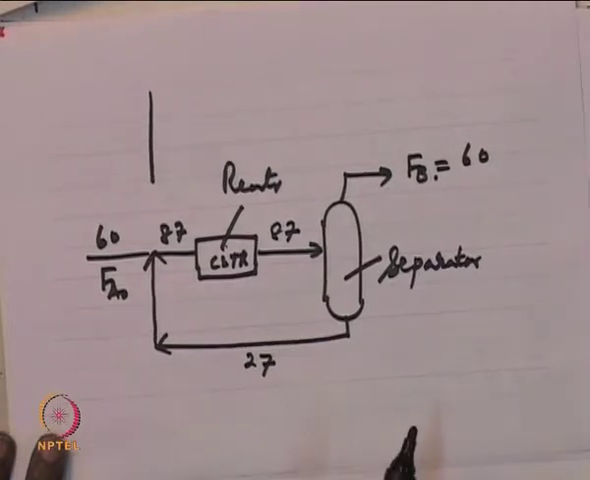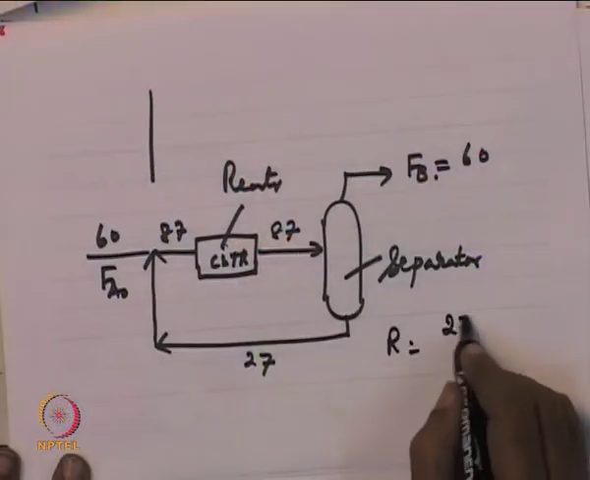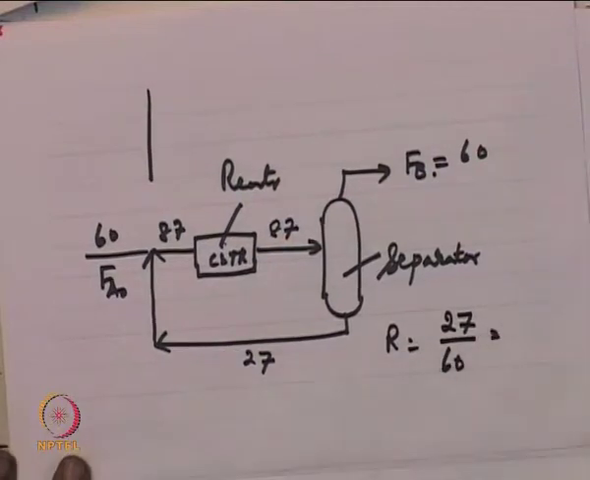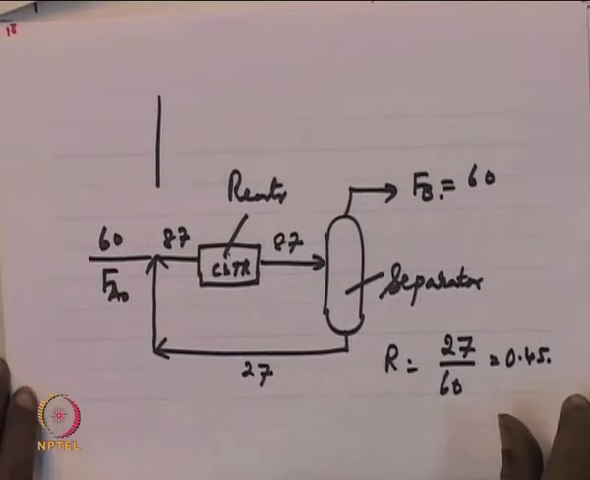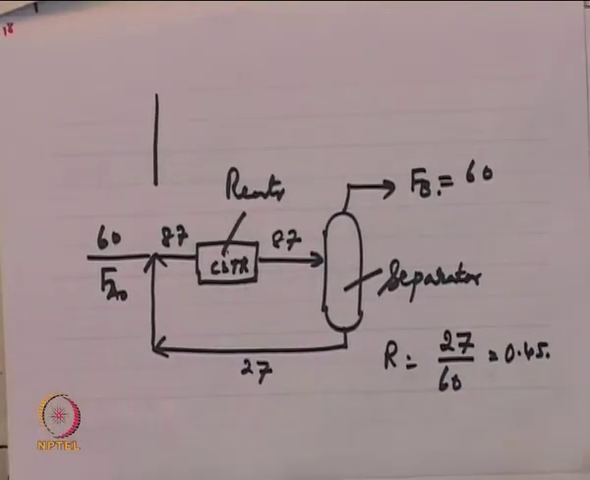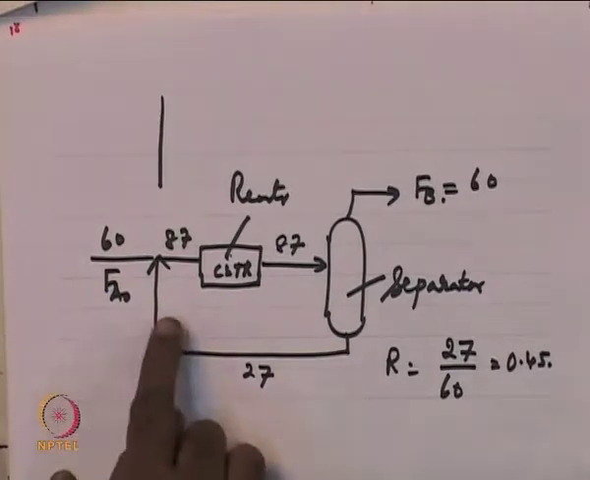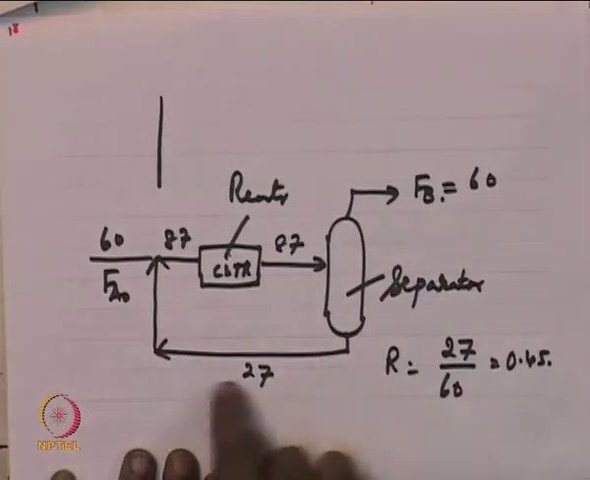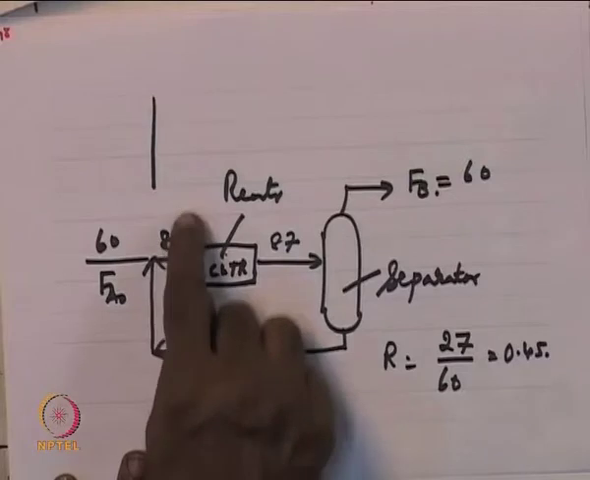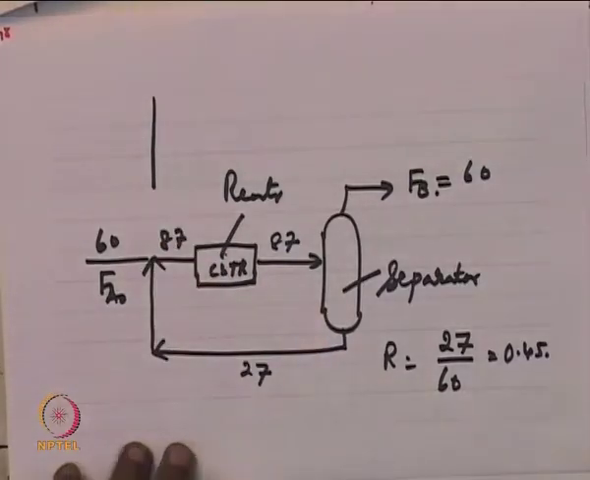So, if I ask you what is the recycle ratio, what will you tell us? Recycle ratio is defined as what is recycled divided by what is going out, correct? So, recycle ratio is 27 divided by 60, that comes to 0.45. Is it all right what we are saying? So, what is it that we have done? Component A comes in, and since it is continuously getting reacted, the unreacted is recycled. So, whatever comes in must go out, and therefore unreacted alone is recycled, and this becomes 87.